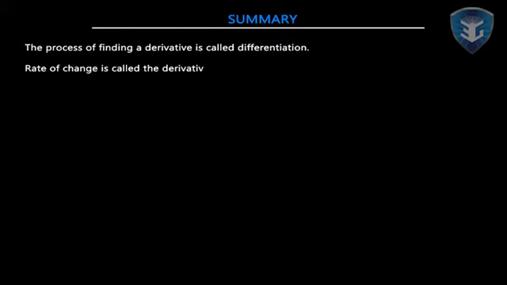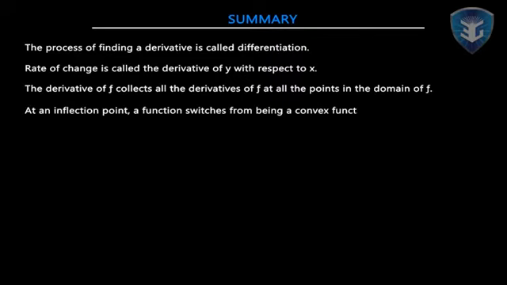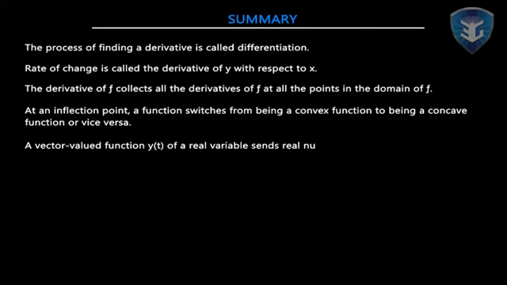Now in the end, let us summarize what we have learned in this lecture. The process of finding a derivative is called differentiation. The rate of change is called the derivative of y with respect to x. The derivative of f collects all the derivatives of f at all the points in the domain of f. At an inflection point, a function switches from being a convex function to being a concave function or vice versa. A vector-valued function y(t) of a real variable sends real numbers to vectors in some vector space R.